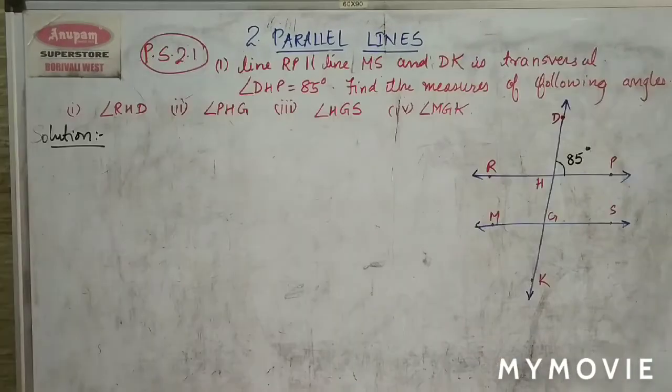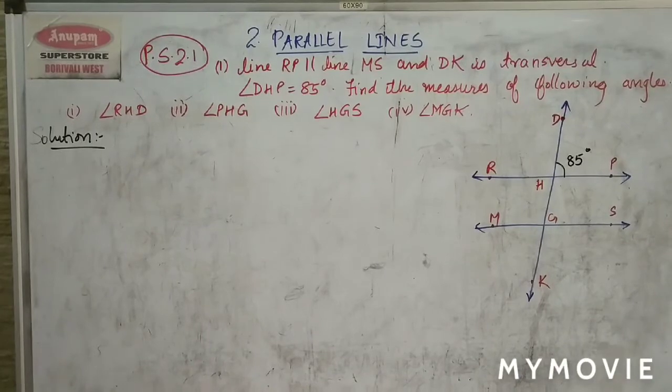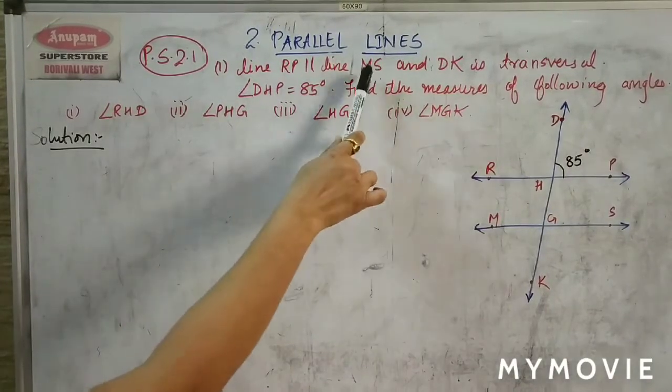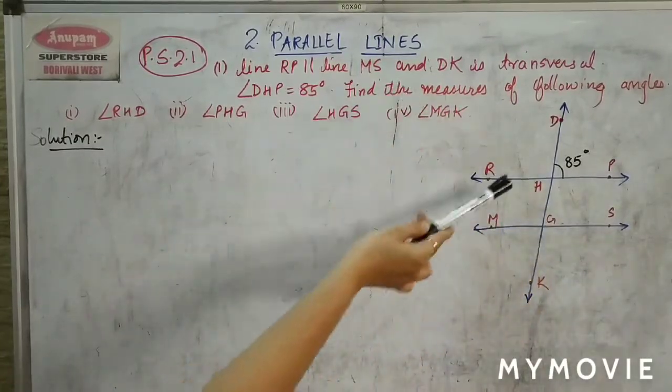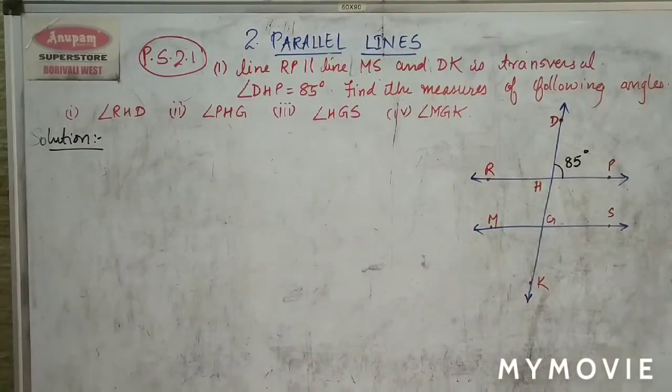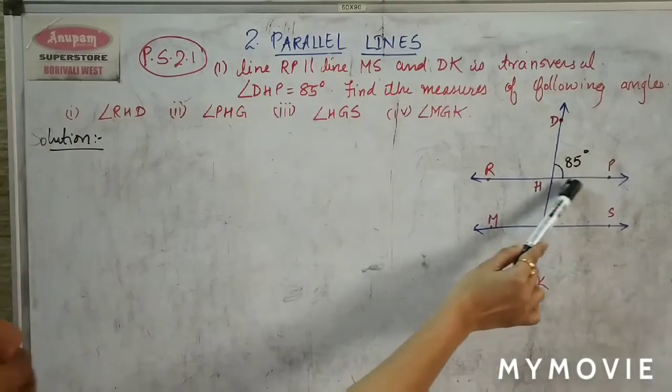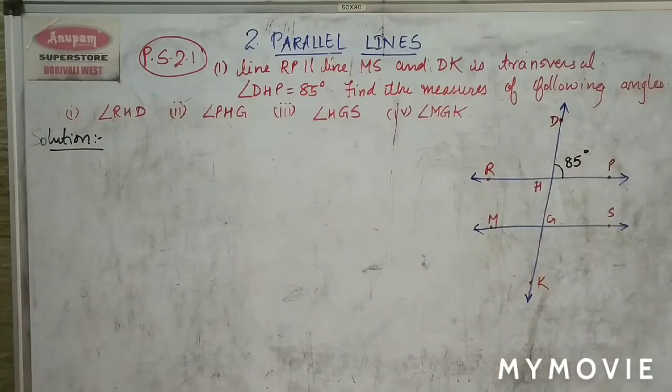So let us start with it. Let us read the first question. The first question says line RP is parallel to line MS. So RP is parallel to MS and DK is the transversal. Angle DHP is 85 degrees. Find the measure of the following angles. So we have been asked to find the measure of four angles in this question.